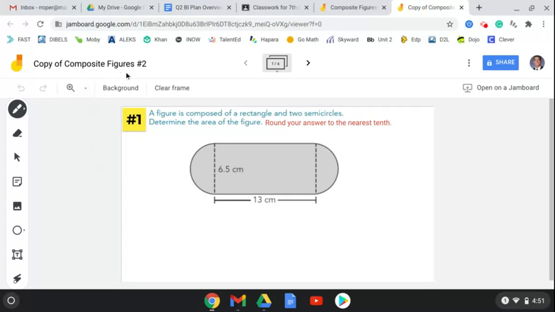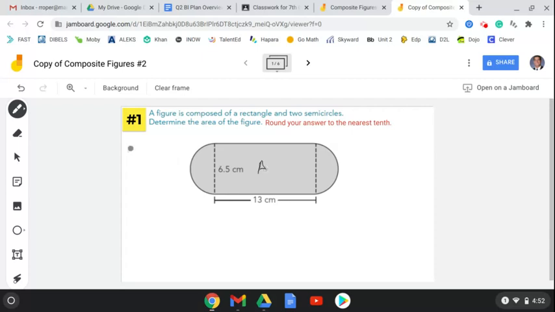Okay, I'm here in Composite Figures number 2 Jamboard. Number 1 says this figure is composed of a rectangle and 2 semicircles. It says determine the area of the figure, round your answer to the nearest tenth. So first let's find the area of the rectangle. Let me call that shape A.